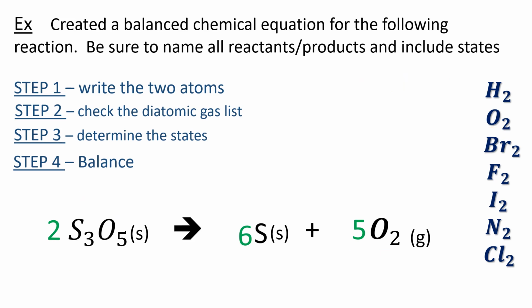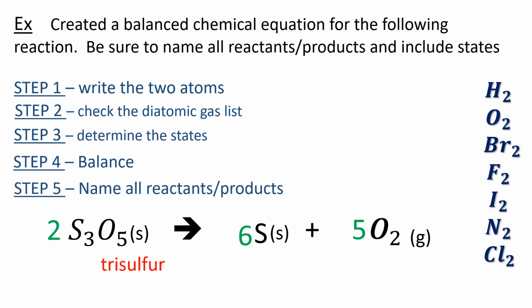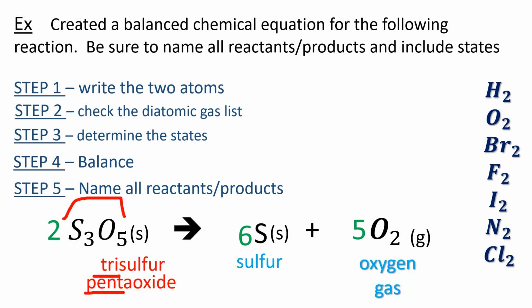And then finally, our last step will, of course, be to name everything. Now, this one here is actually a covalent compound, so we do have to say trisulfur and pentaoxide. We need some prefixes. And then we've got sulfur by itself and oxygen gas.